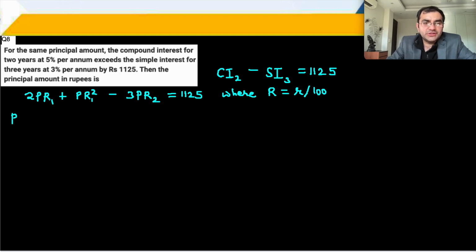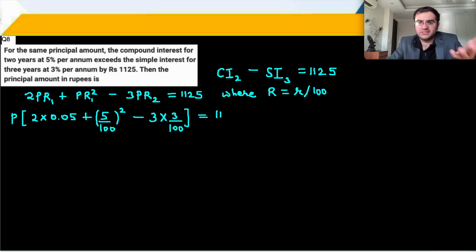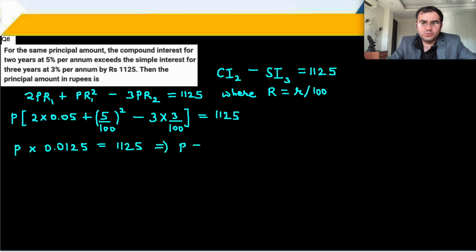In this you can substitute the rates. What is the first rate? 5 upon 100, 0.05, and 0.05 square. Substitute the second rate, 3 upon 100, 0.03 into 3 upon 100 over here. And this is equal to 1125. You have to find out the principal. So just solve this. You can solve the bracket using a calculator. You'll get 0.0125 equal to 1125. So just divide them. 1125 upon 0.0125 is 90,000, which is your answer for the principal. And that is the question.